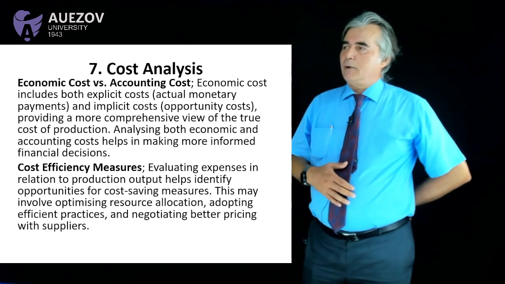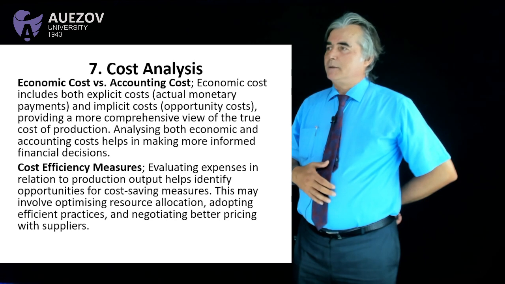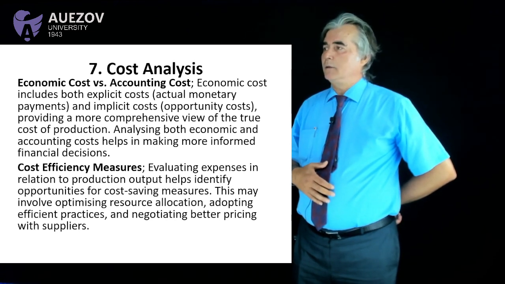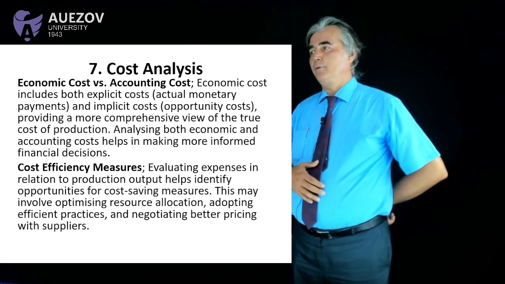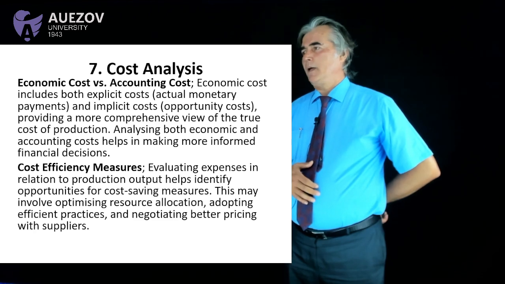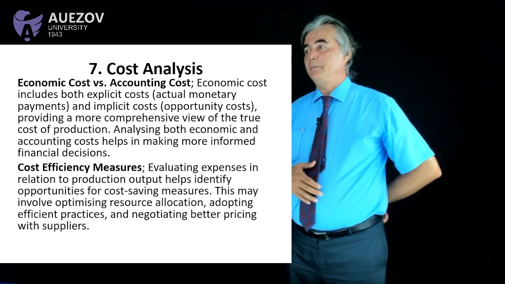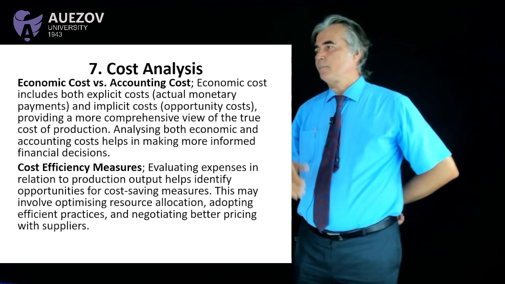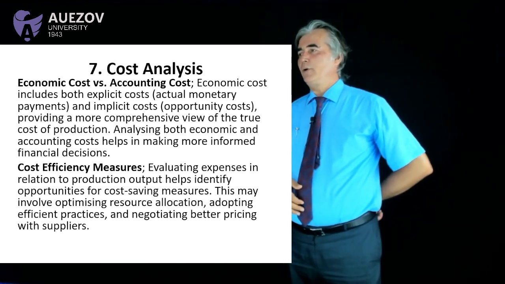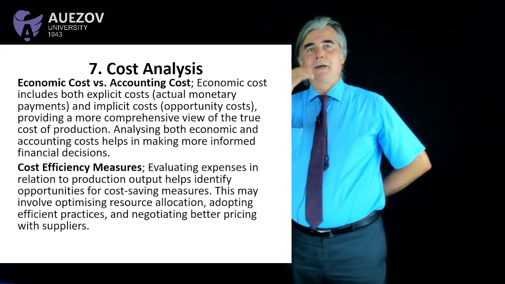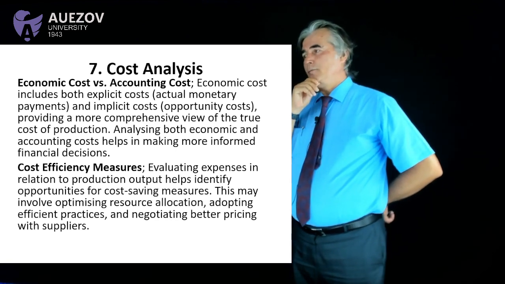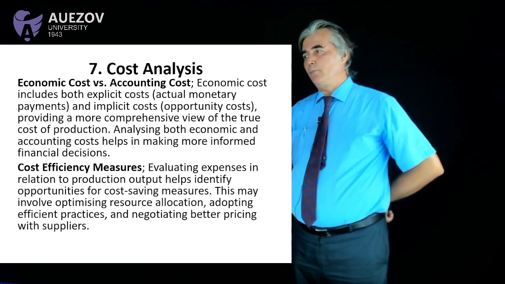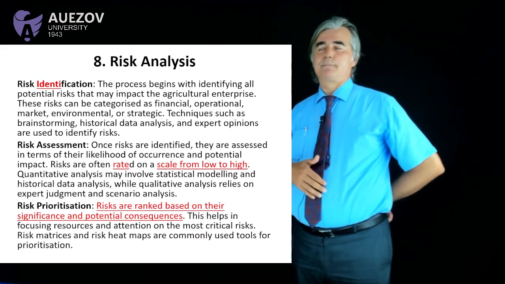Economic cost includes both explicit cost and implicit cost, providing a more comprehensive view of the true cost of production. Analyzing both economic and accounting costs helps in making more informed financial decisions. Cost efficiency measures evaluating expenses in relation to production output help identify opportunities for cost-saving measures and involve optimizing resource allocation, adopting efficient practices, and negotiating better pricing with suppliers.